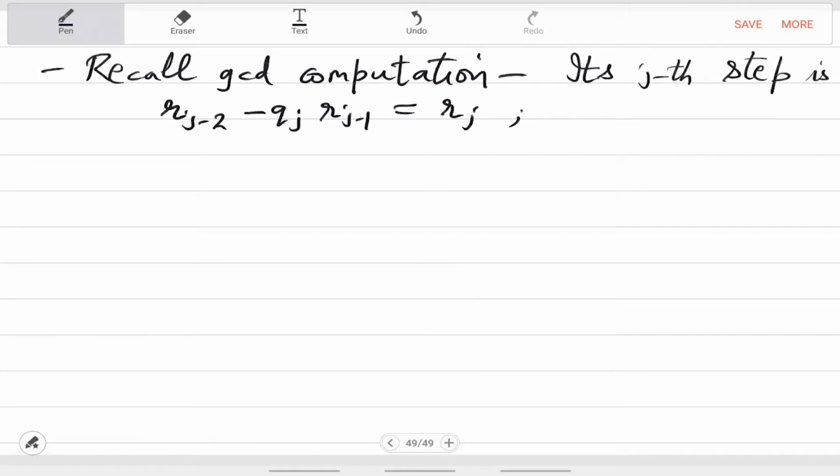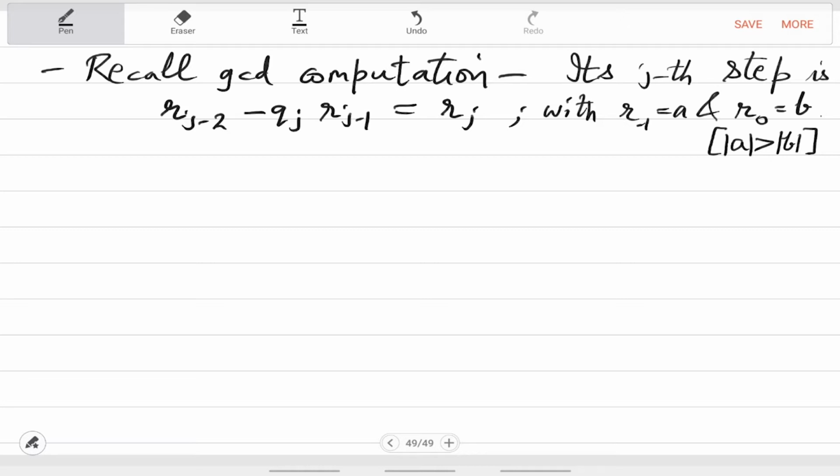You have started with A and B. So initialization is R minus 1 is A and R0 is B. We have the usual assumption that A is greater than B. Well, we can also take the modulus magnitude. So A is the bigger one, hence it makes sense to divide by B and get the remainder.